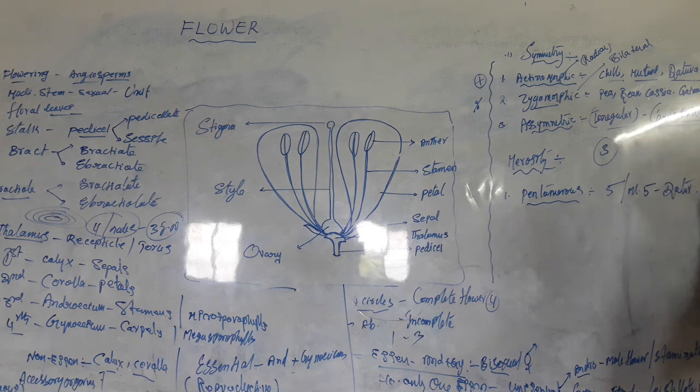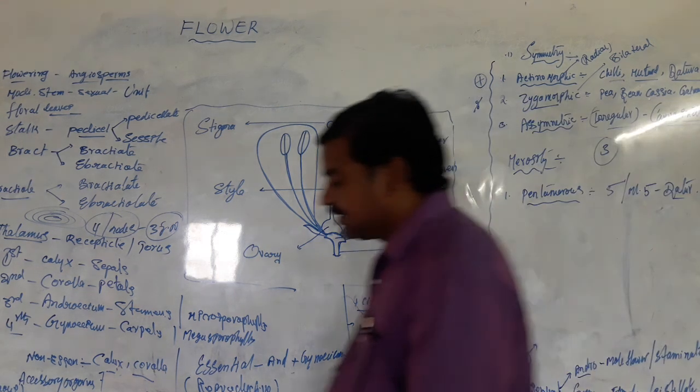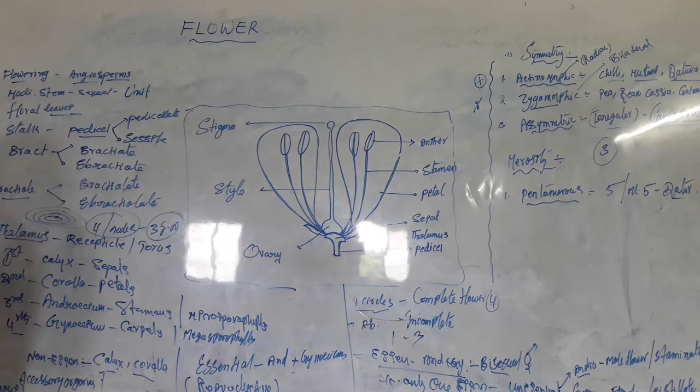Datura and hibiscus. Datura, hibiscus flowers we will observe now. If we take Datura, sepals 5, petals 5 and stamens 5, carpels 2.